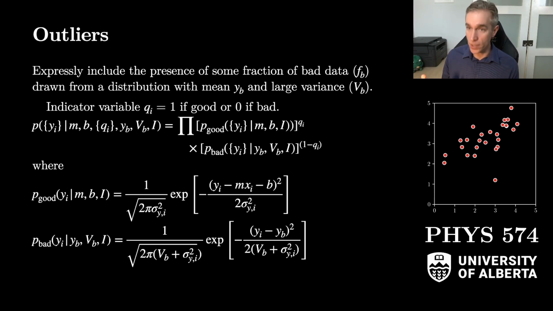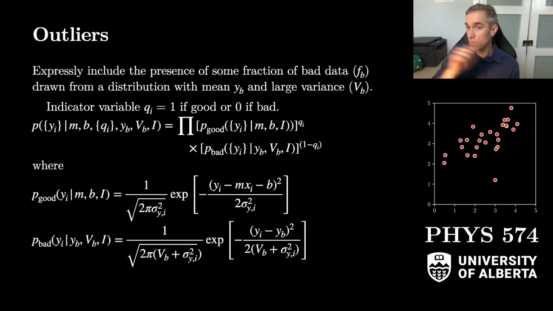And if it's part of the good data set, we'll give that indicator variable a 1. And if it's part of the bad data set, we'll give that indicator variable a 0. And then we can figure out the likelihood of drawing a data set yi from the line, which depends on the slope, the intercept, whether it's part of the good data or the bad data, the y-offset for the bad data population, the variance of the bad data population, and then everything about the x's and the sigmas that's in our background information.